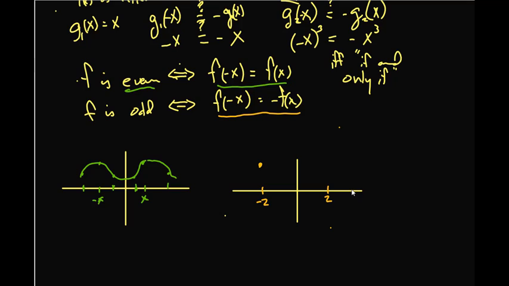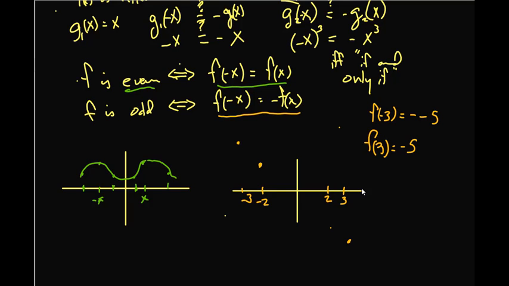So let's put in 3. And I get, let's say, this height here. So that's f of 3, let's just make up some numbers. f of 3 is equal to negative 5. So this says that if I put in f of negative 3, I should get negative of what I got when I put in f of 3. So I should get negative of negative 5. So that means that for negative 3, I should get something up here.